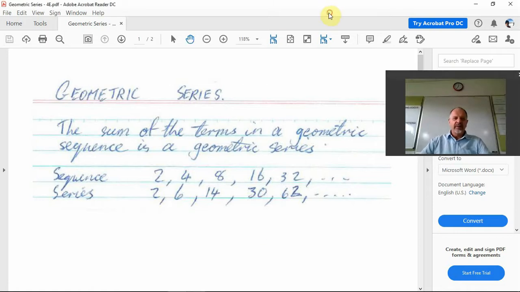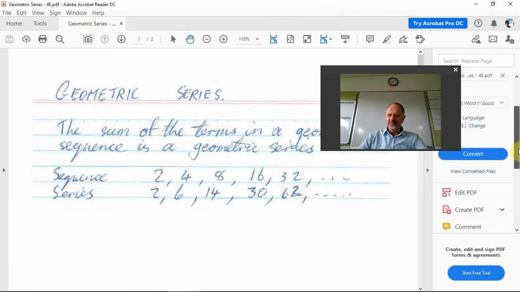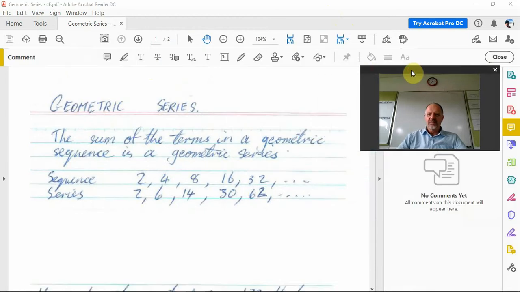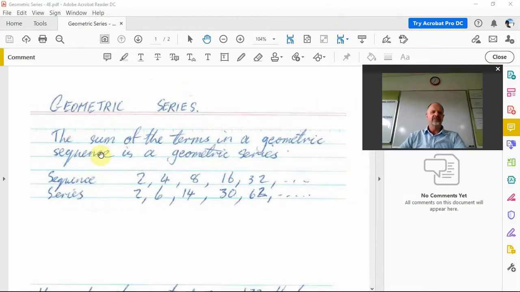All right, so geometric series. Following up the sequences with this series, it's the same kind of idea as with the arithmetic. The sum of the terms is a series. So here we go. Here's the sequence 2, 4, 8, 16, and so on.